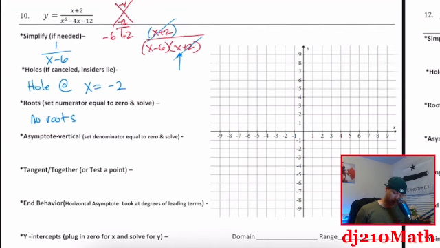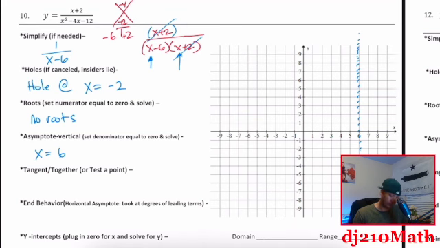Okay, vertical asymptote is when the bottom is 0. The bottom is 0 when x is equal to +6. If you plug in +6 for this x, it makes the bottom 0. The x plus 2 is actually gone, because there's a hole. So for vertical asymptote, there's only one, and it's at x equals 6.